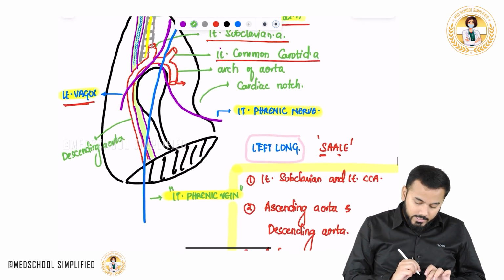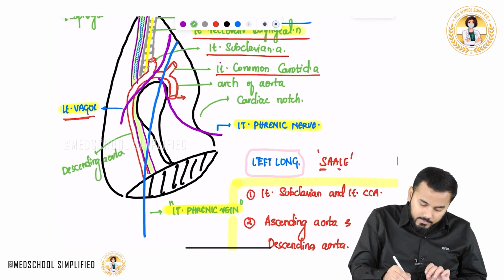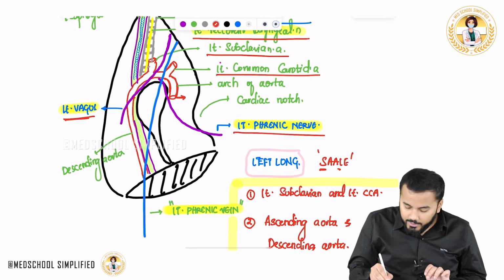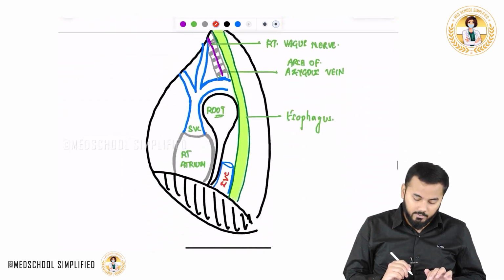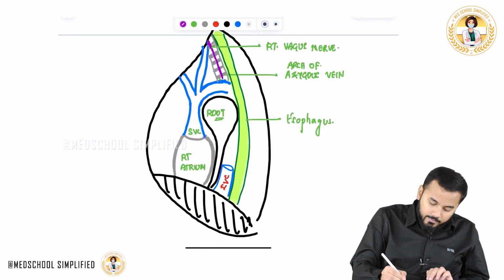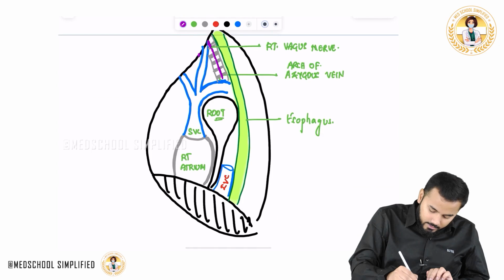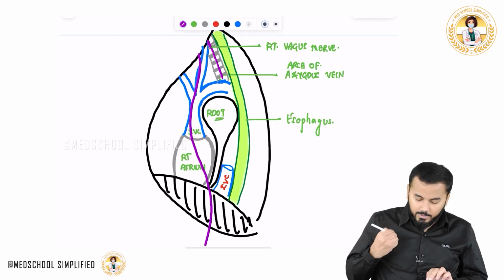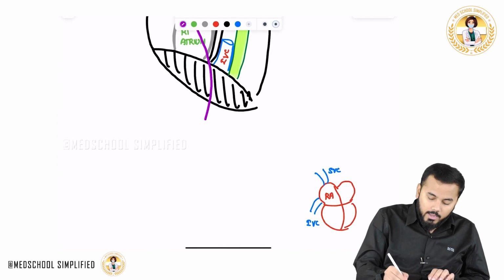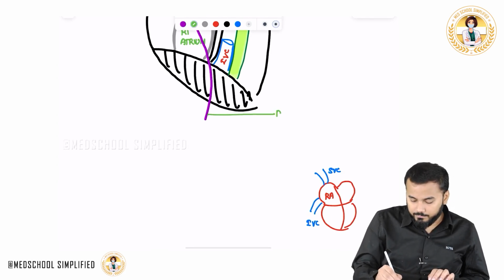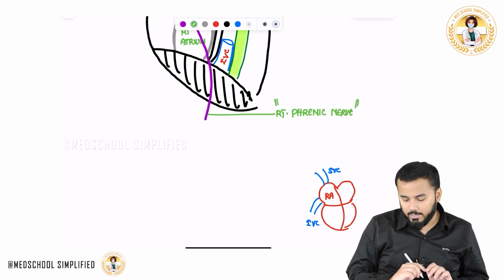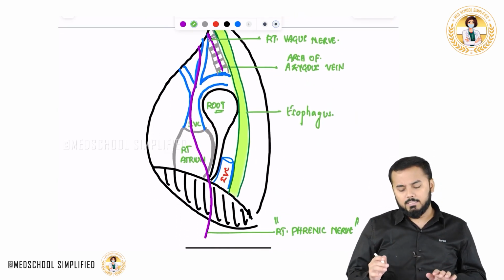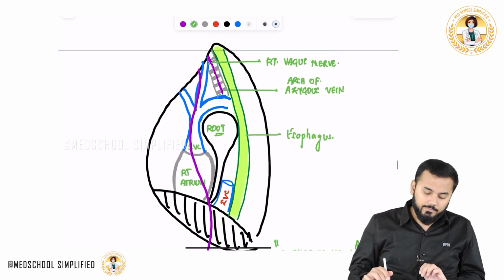Now the next important thing is that here we discussed something called the left phrenic nerve. Now when there is a left phrenic nerve, there should also be a right phrenic nerve, right? So exactly here we have got our right phrenic nerve. This part which is coming down like this is called your right phrenic nerve. So that's it. These are the structures which are located on the mediastinal surface of the right lung.